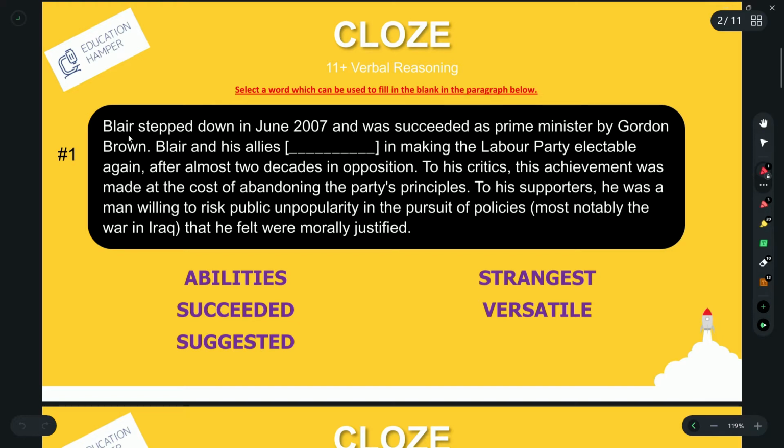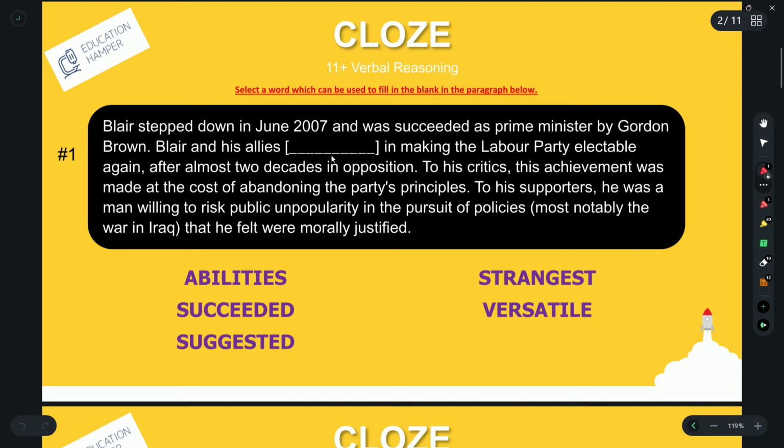The paragraph starts, Blair stepped down in June 2007 and was succeeded as Prime Minister by Gordon Brown. So it looks like there was an individual called Blair who stepped down as Prime Minister, the main ruler of the country, here the UK, and he was succeeded by an individual called Gordon Brown. Blair and his allies blank in making the Labour Party electable again, after almost 2 decades in opposition.